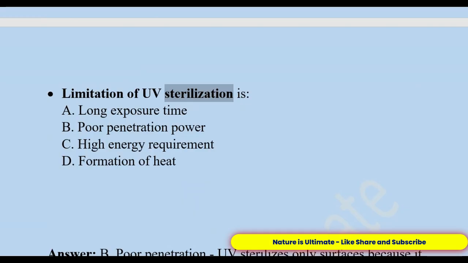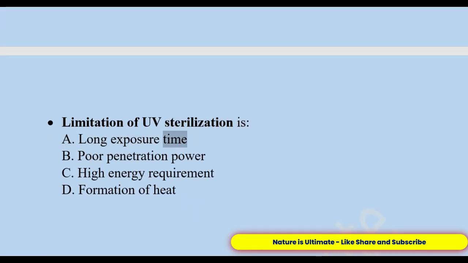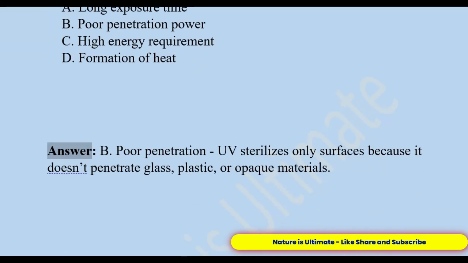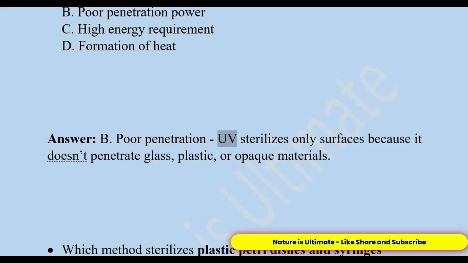Limitation of UV sterilization is A. Long exposure time. B. Poor penetration power. C. High energy requirement. D. Formation of heat. Answer: B. Poor penetration. UV sterilizes only surfaces because it doesn't penetrate glass, plastic, or opaque materials.